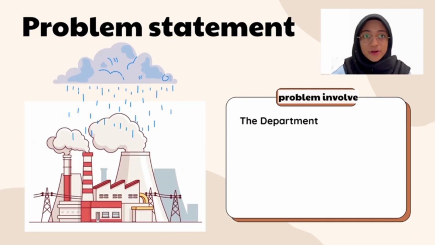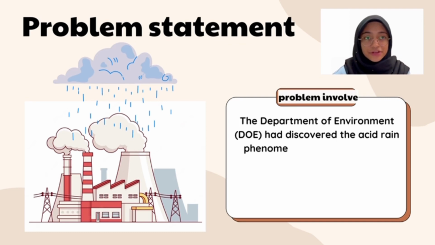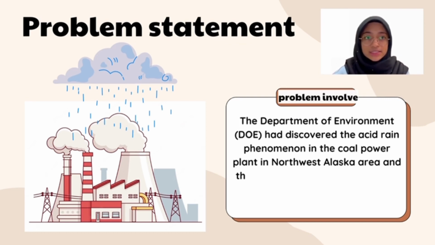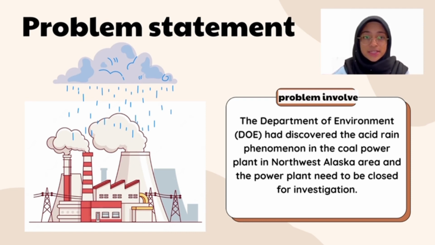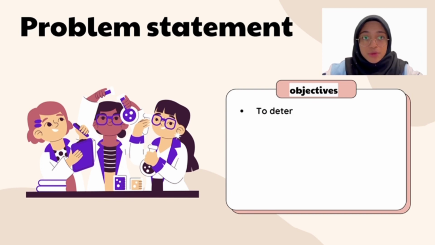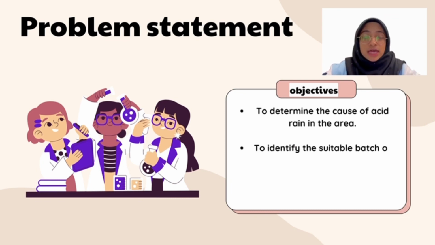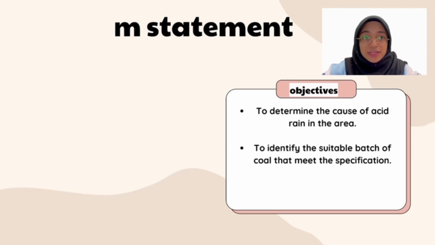The problem involved is that the Department of Environment (DOE) had discovered the acid rain phenomenon in the coal power plant in northwest Alaska area, and the power plant need to be closed for investigation. So our group has been assigned to do a proper analysis to determine the cause of acid rain in the area and to identify the suitable batch of coal that meet the specification.